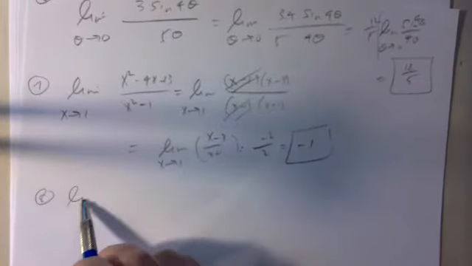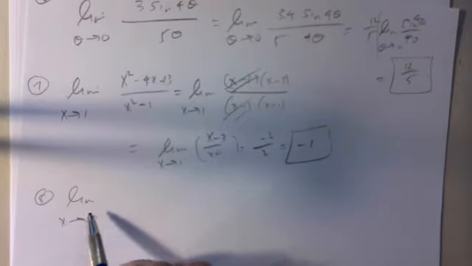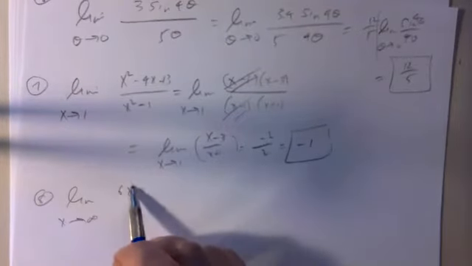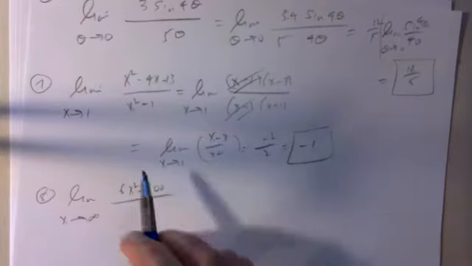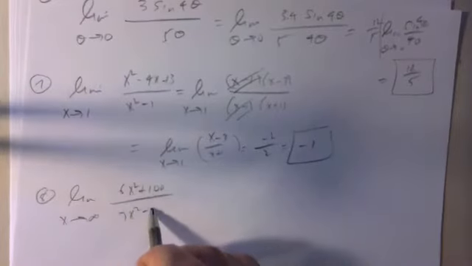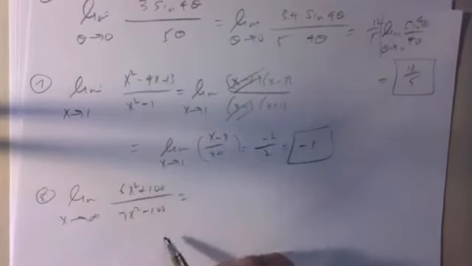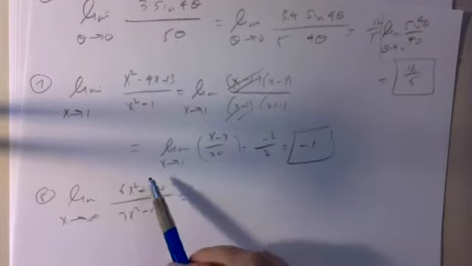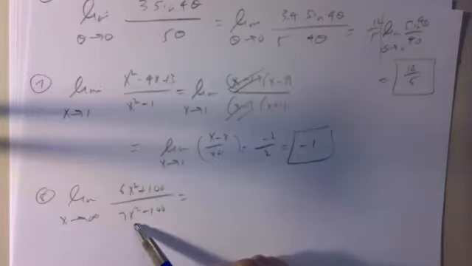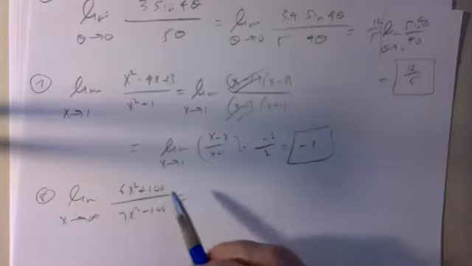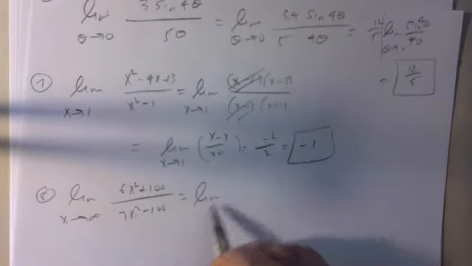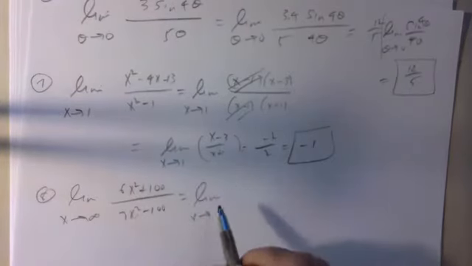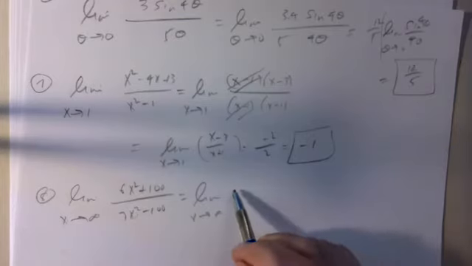Problem 8, another limit as x goes to infinity of 6x squared plus 100 over 7x squared minus 100. Again, when you have a rational function where the polynomial in the numerator has the same degree as the polynomial in the denominator, the limit is just the ratio of their leading coefficients, which if you like, you could also see as follows. This is the limit as x goes to infinity.